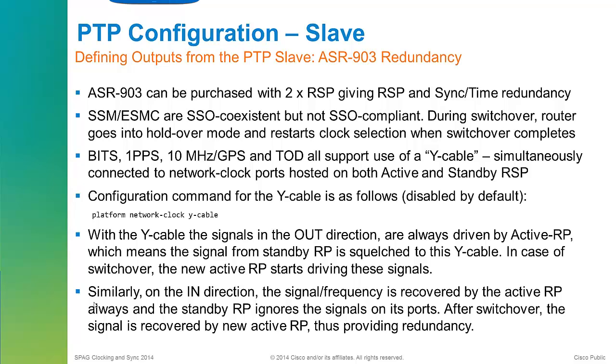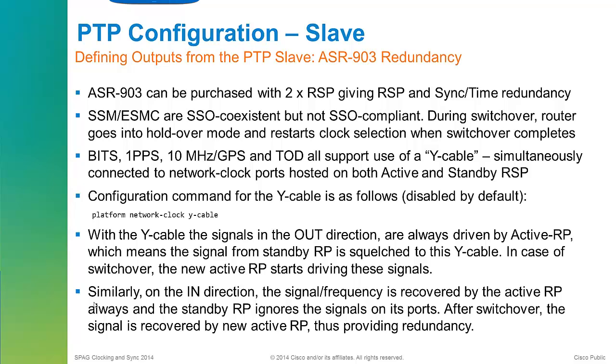I'll just cover for a few minutes redundancy. The 903, as I said, is a redundant platform, has two RSPs in it, unlike the 902, the 24 and the 901. So ESMC and SSM, it says SSO coexistent, not SSO compliant, so that means they know about each other, but during switchover the router will go into holdover mode, and then it'll restart the clock selection when the switchover completes. So as a changeover happens, the clock selection will restart, and then it'll sync to the new source.